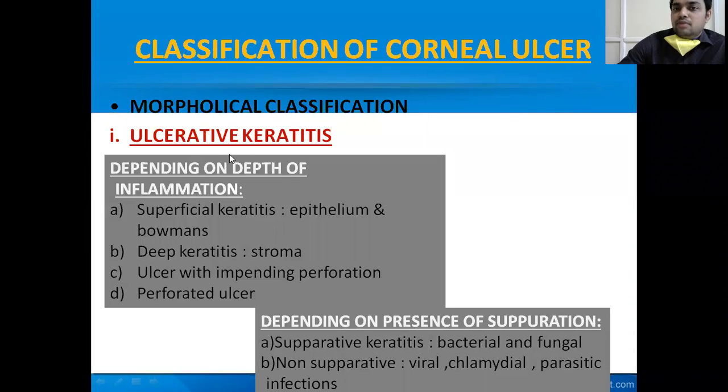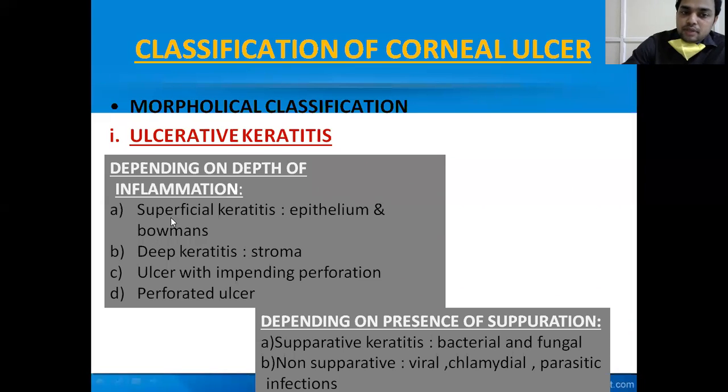In the ulcerative keratitis, depending on the depth of the inflammation, as I said, ulcer means there is definitely inflammation present. And depending on the depth of that inflammation, it is divided into superficial keratitis, where only the epithelium and Bowman's membrane are involved. The second one is deep keratitis. Here the stroma is involved, and ulcer with impending perforation. If you don't treat the corneal ulcer at the deep keratitis stage, it leads to impending perforation of the cornea, and finally a perforated corneal ulcer.